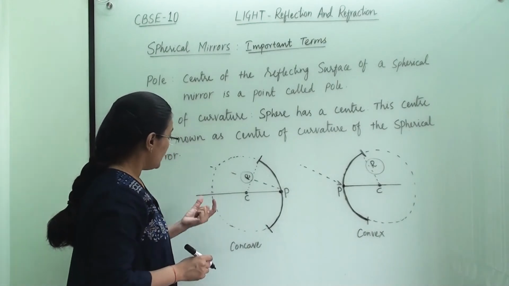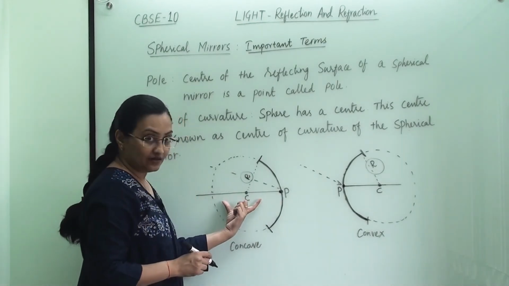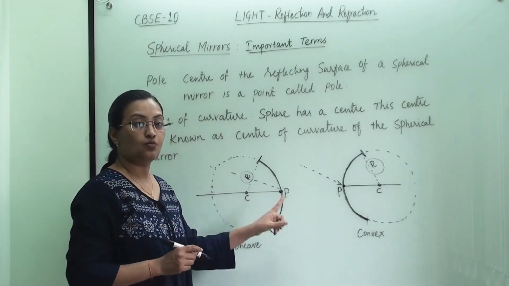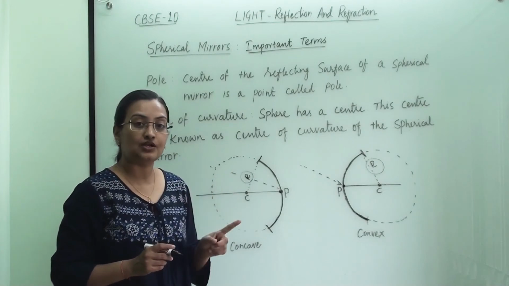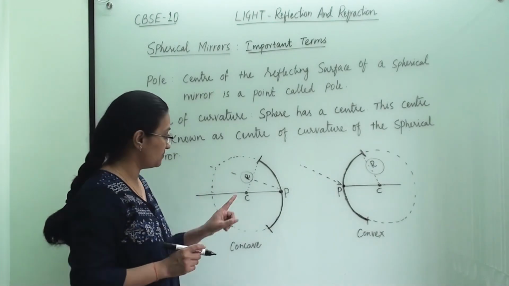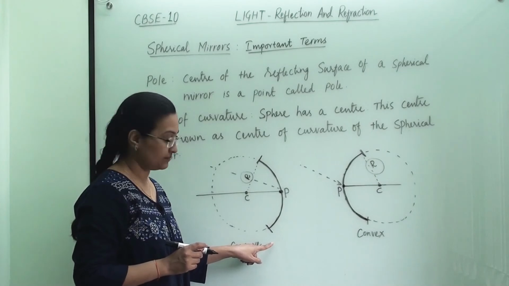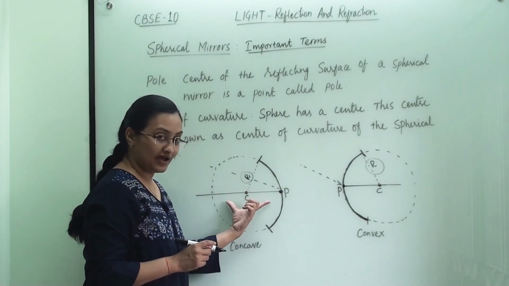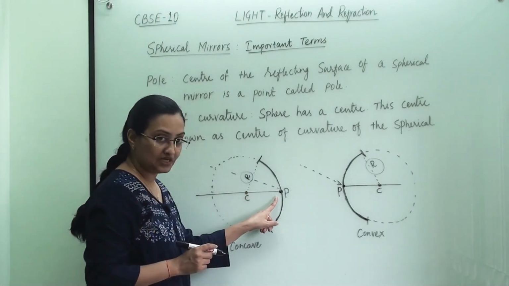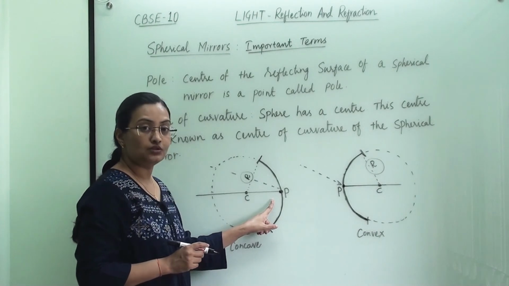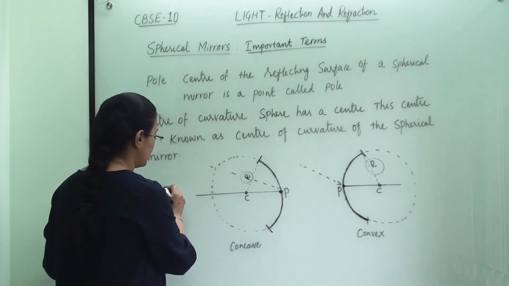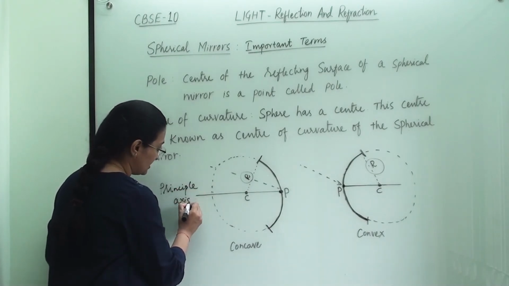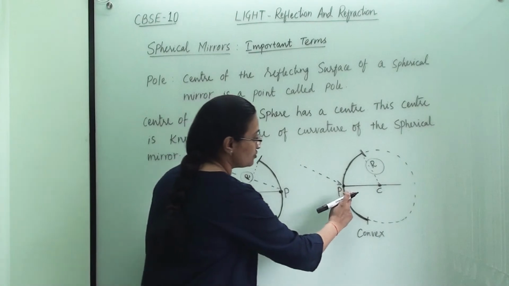Now one more thing is the principal axis. It is the line which is normal to the mirror. Now what is a normal? A normal is a perpendicular line to any particular object. Our object is the spherical mirror, either concave or convex. So the perpendicular line passing through C and P, normal to the mirror, is known as the principal axis. This is the principal axis and this is also the principal axis.